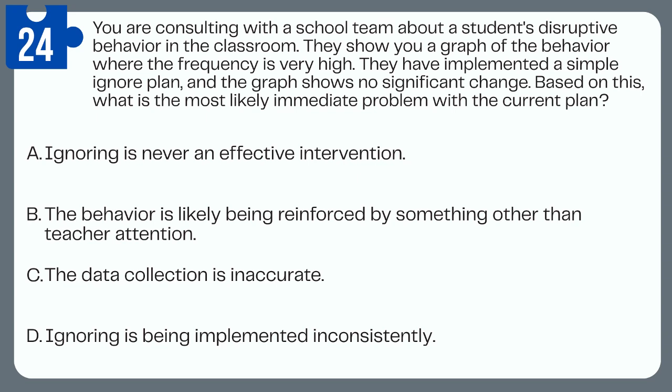Question 24. You're consulting with a school team about a student's disruptive behavior in the classroom. They show you a graph of the behavior where the frequency is very high. They have implemented a simple ignore plan, and the graph shows no significant change. Based on this, what is the most likely immediate problem with the current plan? A. Ignoring is never an effective intervention. B. The behavior is likely being reinforced by something other than teacher attention. C. The data collection is inaccurate. D. Ignoring is being implemented inconsistently.